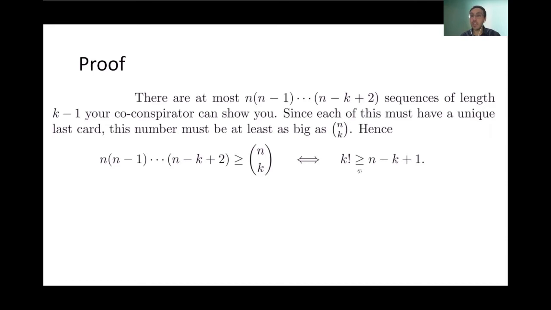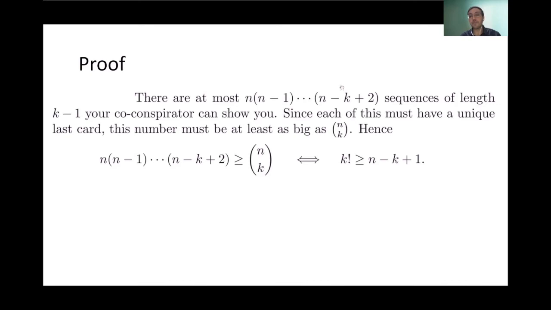So here is how the argument goes. There are at most n times n minus one down to n minus K plus two sequences of length K minus one that person B can show to person A. Why? Because the first card that person B is showing has at most n possibilities. And once that card is revealed, the second card has at most n minus one possibilities. And the K minus one card has at most n minus K plus two possibilities. So the number of ordered sequences of cards of length K minus one that person A can see is at most this many sequences.